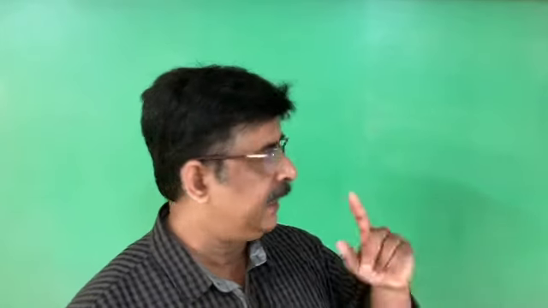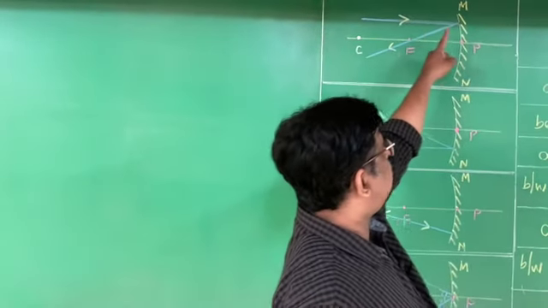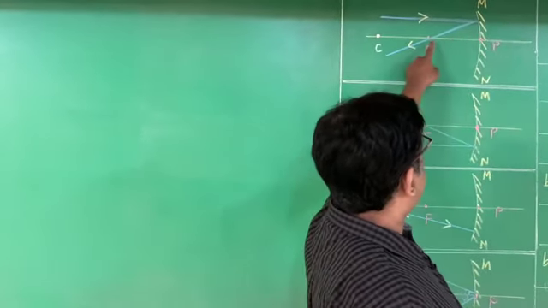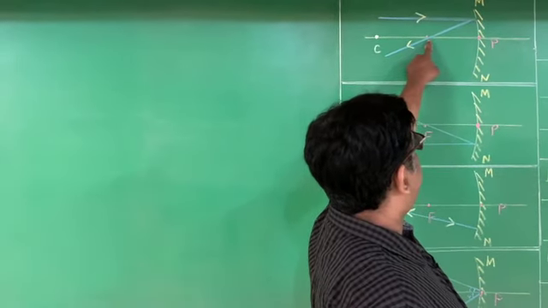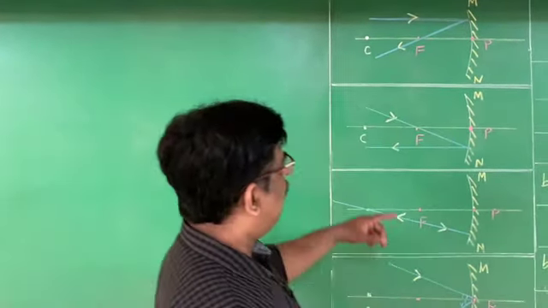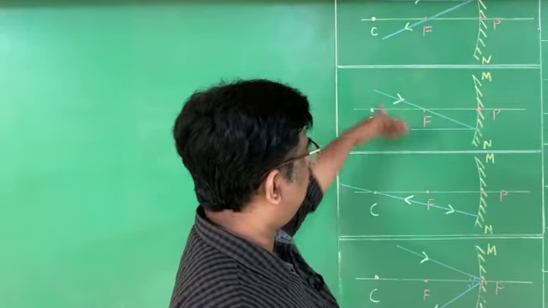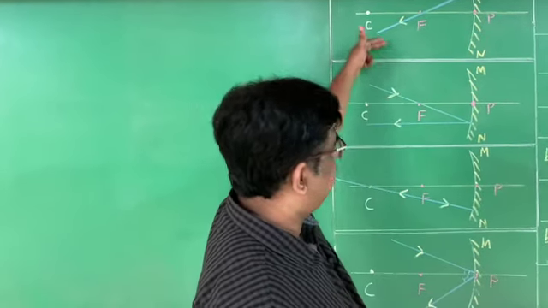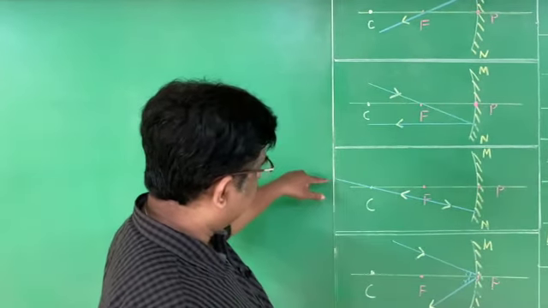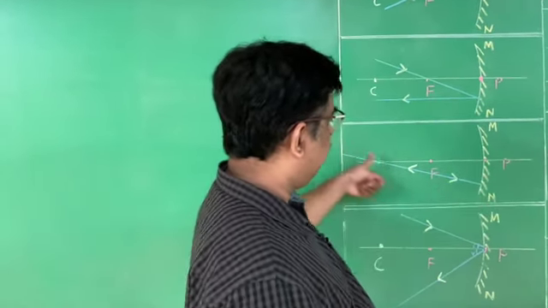Which are the 4 conditions? One is, any ray which is parallel to the principal axis, after the reflection has to pass through a point on the principal axis, that is called the principal focus. And the second condition is, a ray of light passing through the principal focus and incident on the mirror, after the reflection emerges parallel to the principal axis. These two are converses. And a ray of light passing through the center of curvature and falling on the mirror, after the reflection follows the same path.